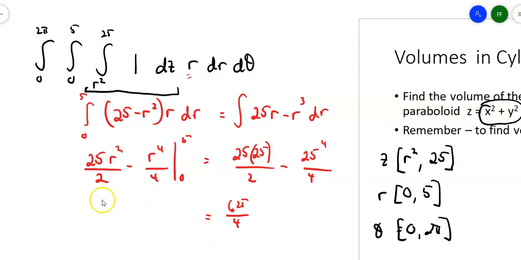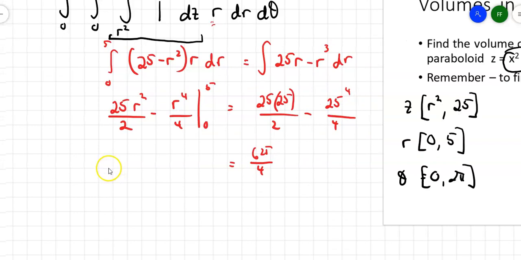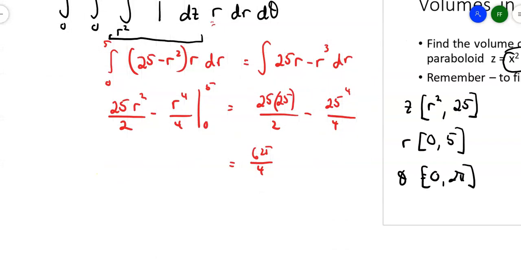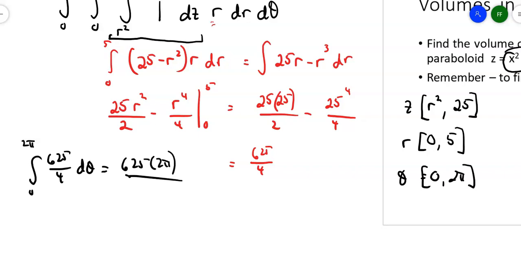And then the last step is just to integrate from 0 to 2 pi. All right, so if you integrate that from 0 to 2 pi, maybe you can see what's coming. Integrate from 0 to 2 pi of 625 over 4 with respect to theta, and all you get is 625 times 2 pi over 4. 625 pi over 2. Okay, that's the volume. And that's the end of cylindrical coordinates. I'll do a separate video with spherical coordinates.